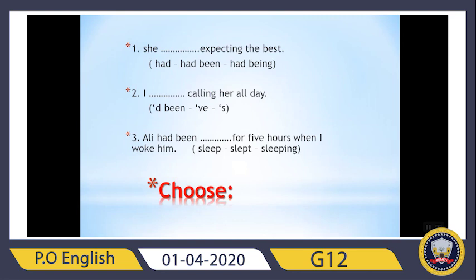Let us choose now. She, expecting the best. She had been. Which one? Yes, had been. Why had been? Because we have ing here. So it must be "been" before it. As I said, if you see "been" in this lesson, we must put verb plus ing after it.